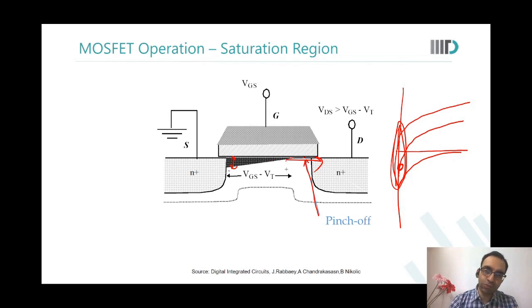And therefore, when you increase the voltage, what happens? Only more electrons move faster and faster and faster. So pinch-off becomes steeper and steeper. Okay.